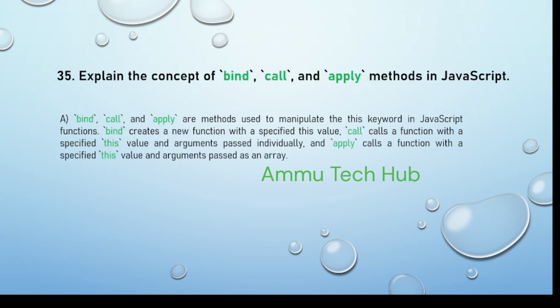Explain the concept of bind, call, and apply methods in JavaScript. Bind, call, and apply are methods used to manipulate the this keyword in JavaScript functions. Bind creates a new function with a specified this value, call calls a function with a specified this value and arguments passed individually, and apply calls a function with a specified this value and arguments passed as an array.